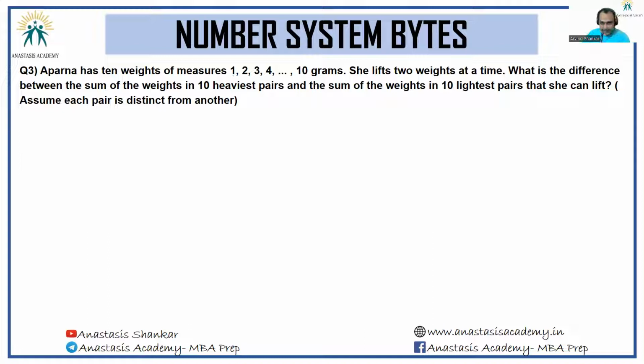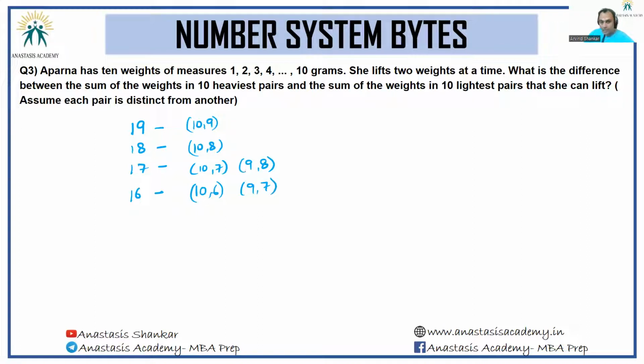Given that the weights lie in the range 1 to 10, the heaviest pairs I'm listing out first. 19, which can be created from 10 and 9. 18, which can be created from 10 and 8. 17, which can be created from 10 and 7 and also 9 and 8. 16, which can be created from 10 and 6 and also 9 and 7. I've got the 6 heaviest pairs already.